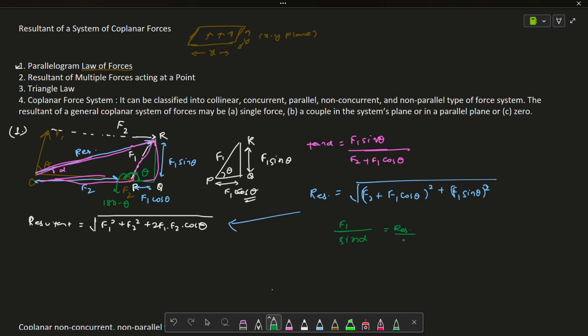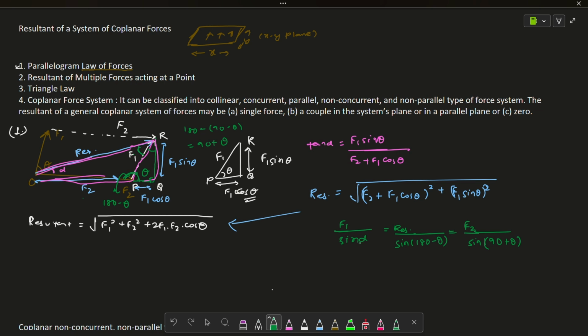So this is equal to the resultant over sine of 180 minus theta, and equal to force F2 over sine of this angle. This angle would be, if this is 90 and this is theta, then this one is 90 minus theta, and then this becomes 180 minus 90 minus theta, so it will become 90 plus theta. So this will become F2 over sine of 90 plus theta.